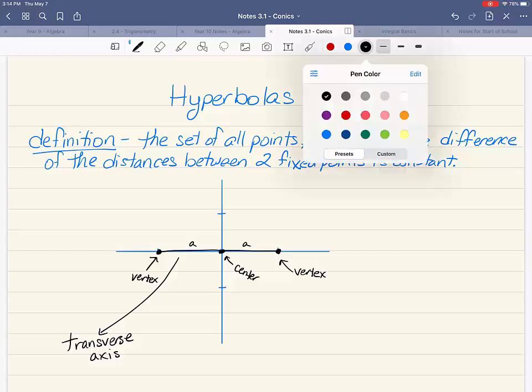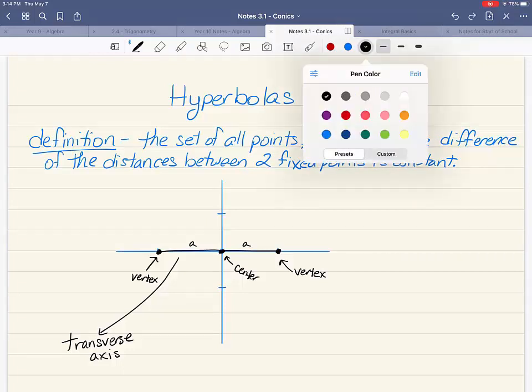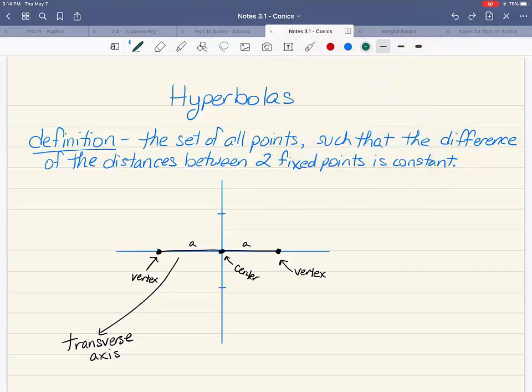So let me make a change real quick. I'm going to change colors. Let's go to green. So this line, oh, didn't change. Let's go to dark green. So this line here, from here down to here, is b units on each side, just like it is with an ellipse. And this is called the conjugate axis. So the two axes for a hyperbola are not the major and minor. They're called the transverse and the conjugate axis.